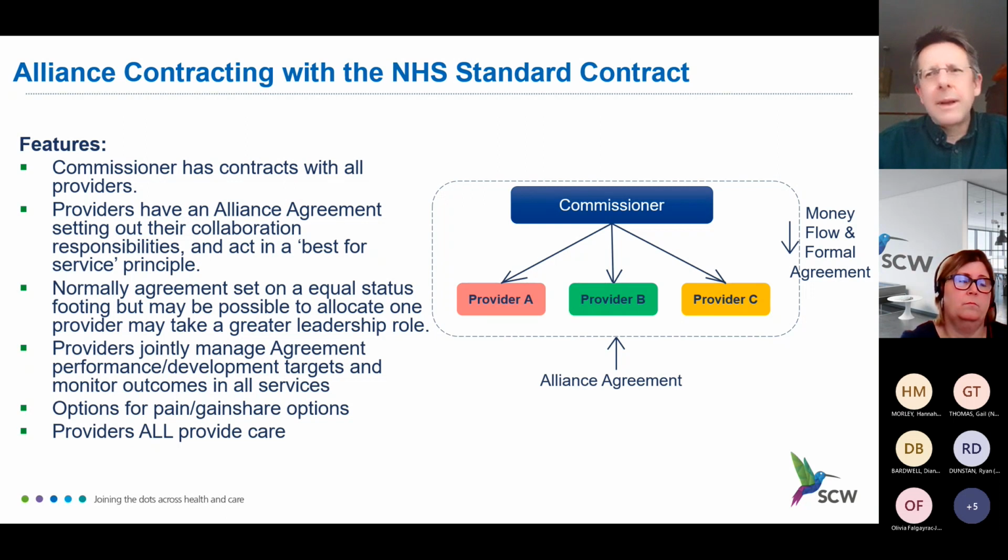And as we said, there may be an option within this to put some gain share or pain share within there, that if we're not performing, everyone has to put a little bit more commitment in, or if we're overperforming and really reaping the benefits of the intended alliance, then that can get reinvested through innovation to deliver better and more services to the population.